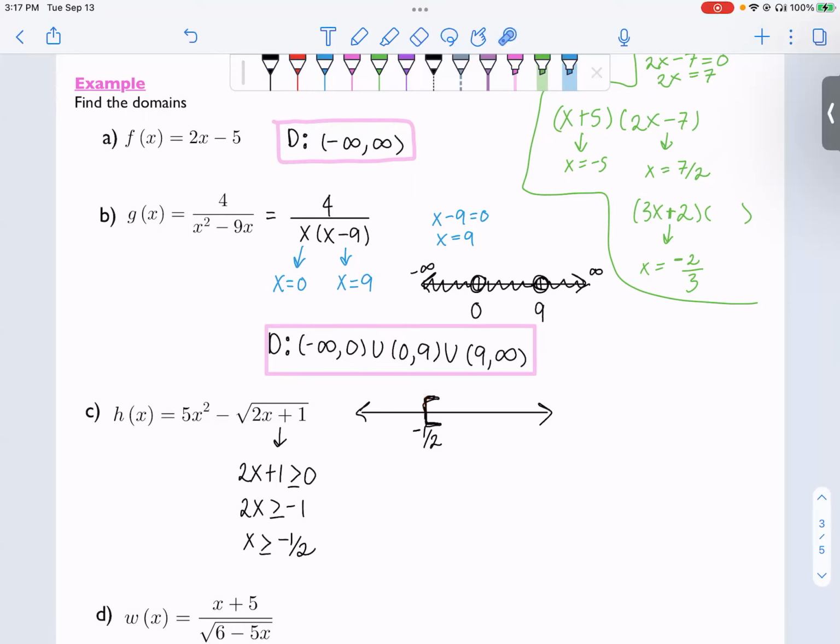Anyway, we use a bracket because this is a greater than or equal to, and it's everything greater than that. So as an interval, this is the interval negative 1/2 to infinity.